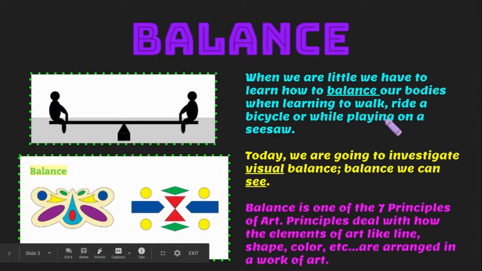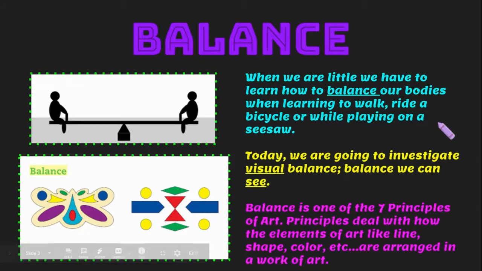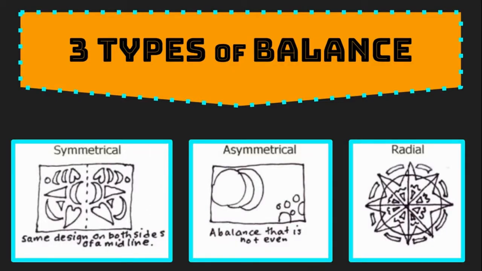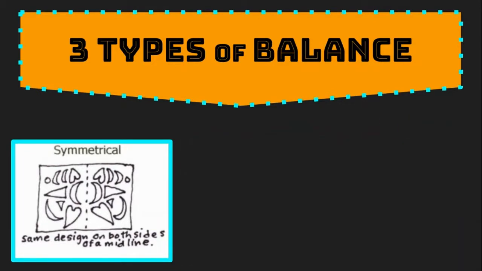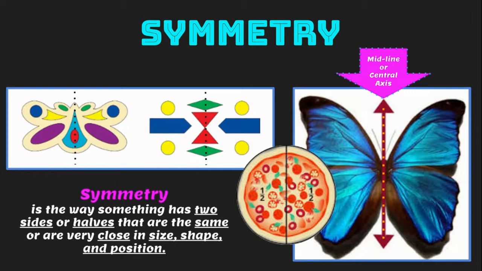Balance is one of the 7 principles of art. Principles deal with how the elements of art, like line, shape, and color, are arranged in a work of art. Now, there are 3 types of balance: symmetrical, asymmetrical, and radial, but today we are going to be looking only at symmetrical. Now, symmetrical has to deal with symmetry.